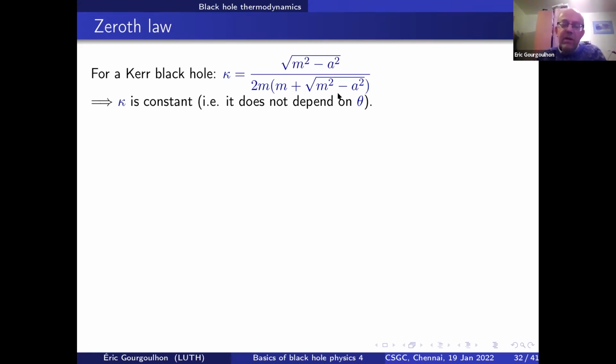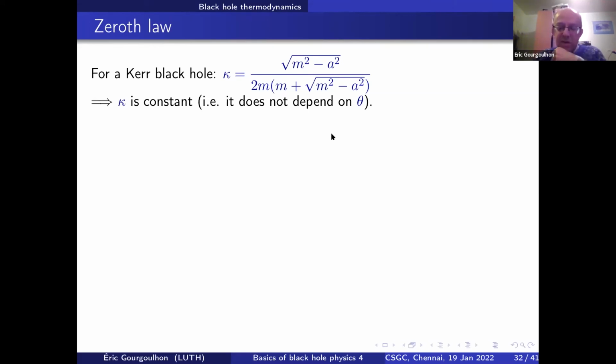And kappa, a priori, is the non-affinity parameter of a null geodesic generator L, chi as we called it. It has to be independent of the time because of the time symmetry of the Kerr solution, but it could depend on theta a priori. There is no reason why it should not depend on theta. It could vary from one geodesic to the other on the event horizon. And it turns out that it does not depend on theta. It depends only on the two constant parameters of the Kerr solution.